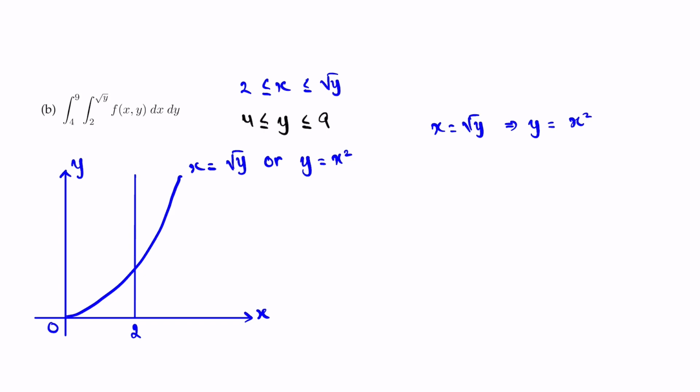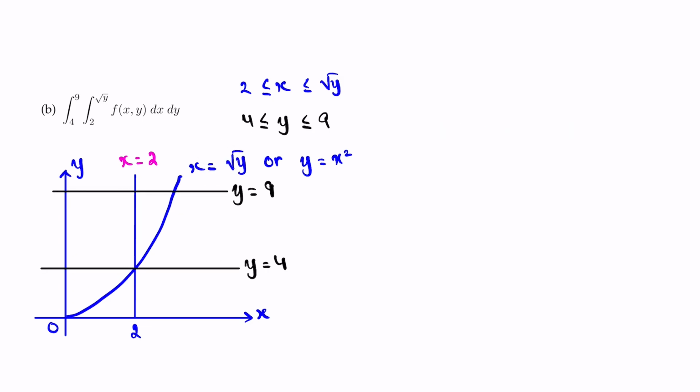And between these two functions, the intersection point is y equal to 4. So this is x equal to 2. And at the same time, y is bounded between y equal to 9 and y equal to 4. The region under consideration is this region. By the suggestion of the problem, it is a horizontally simple domain.